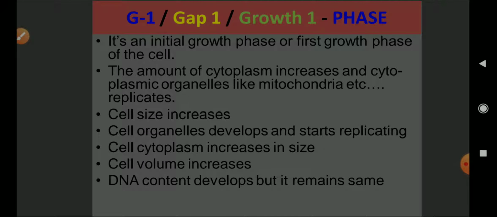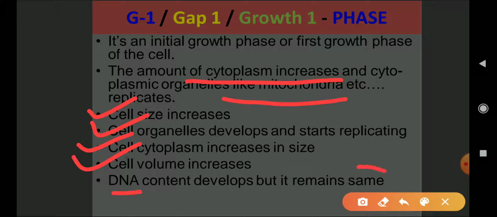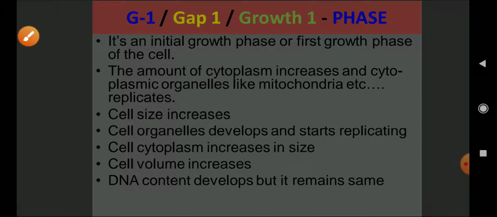It is the initial growth phase, the first growth phase of the cell, where the amount of cytoplasm increases. Cytoplasmic organelles like mitochondria and endoplasmic reticulum replicate. Cell size increases. Cell organelles develop and start replicating. Cytoplasm of the cell increases in size. Cell volume increases. DNA content remains the same. This is the most important part. In which phase of interphase does DNA content remain the same? In G1 phase. So these are the characteristics of G1 phase.